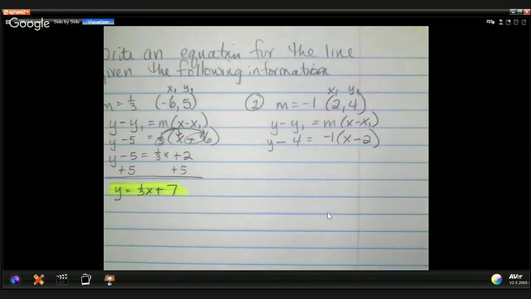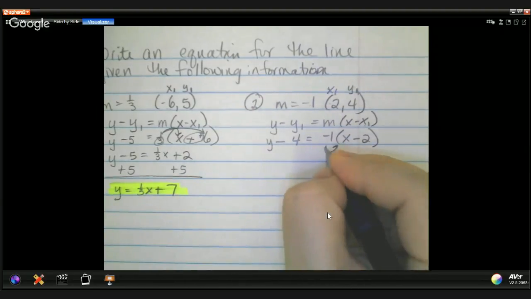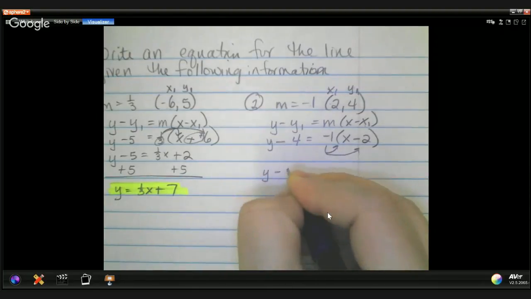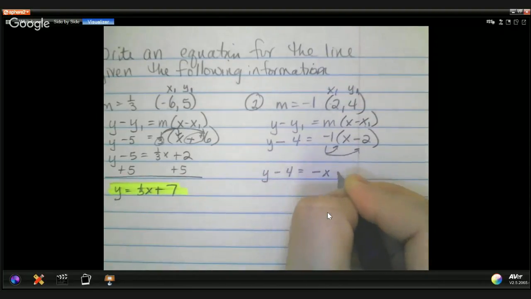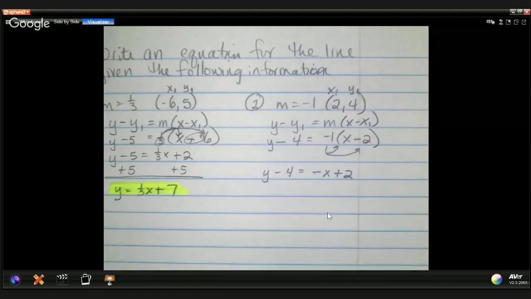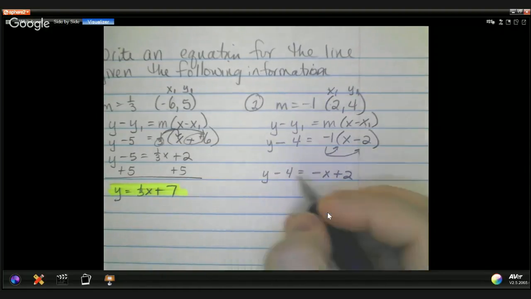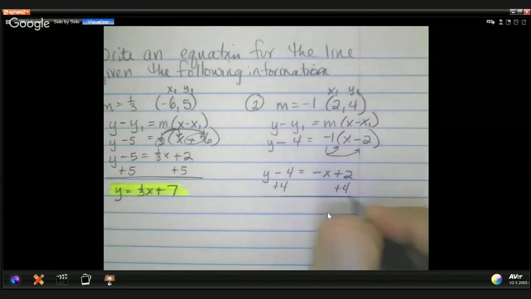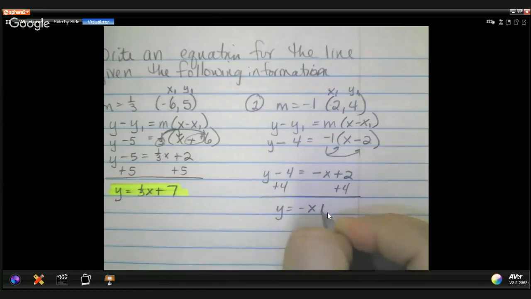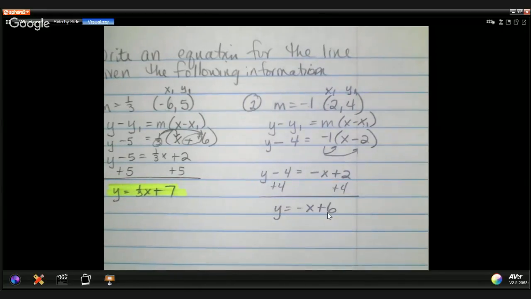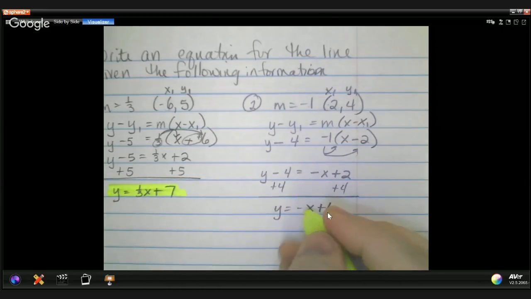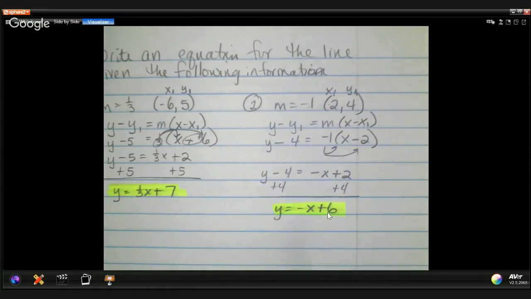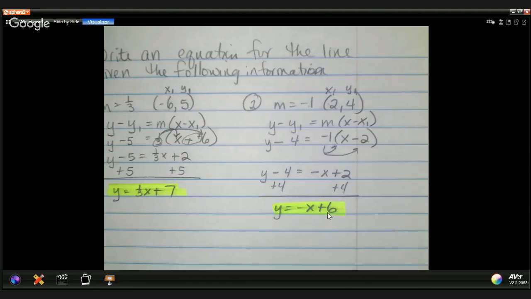I don't have double negatives, so all I have to do is distribute my -1. So I get y minus 4 is equal to -x plus 2. Distributing a -1 is just like multiplying or changing the signs. And now I need to get rid of the -4 by adding 4. And so I get y is equal to -x plus 6. So again, if I pass through the point 2, 4, and I have a slope of -1, this is the equation that makes that line.